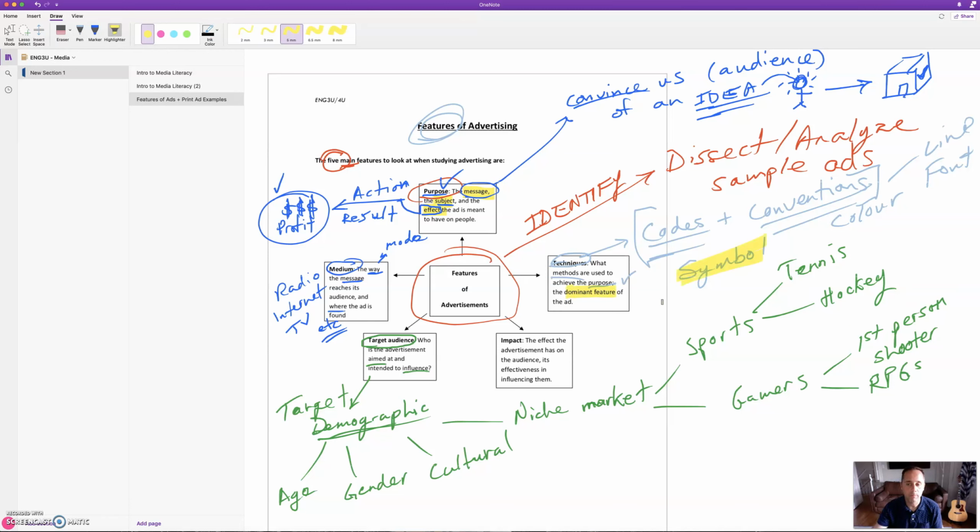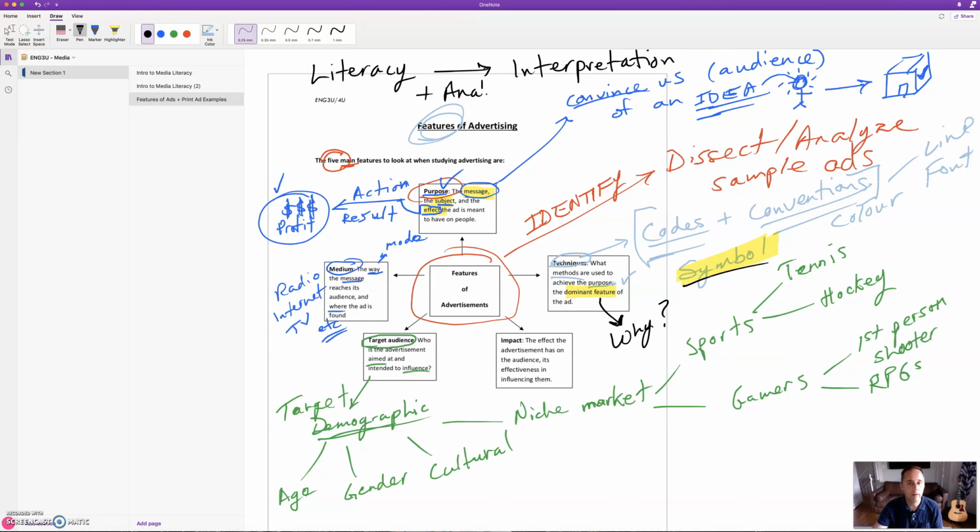Now, you want to pick out of those codes and conventions, whatever they use, what's the dominant feature? Maybe symbol is the most important one in the ad. Okay? So think about what is the dominant one. And when you find the dominant one, don't just be like, okay, yep, the dominant one is a symbol. Now ask why. Why did they choose that? Because remember, in the literacy component for media literacy, it involves interpretation, and analysis.